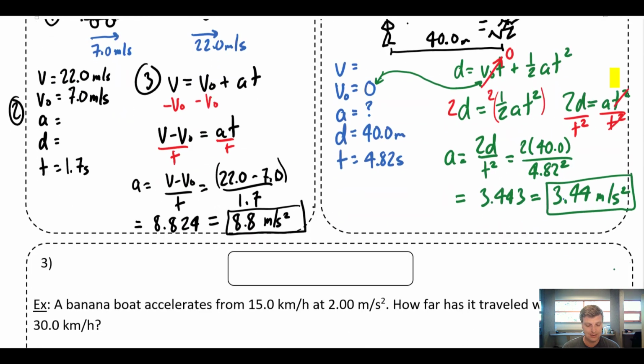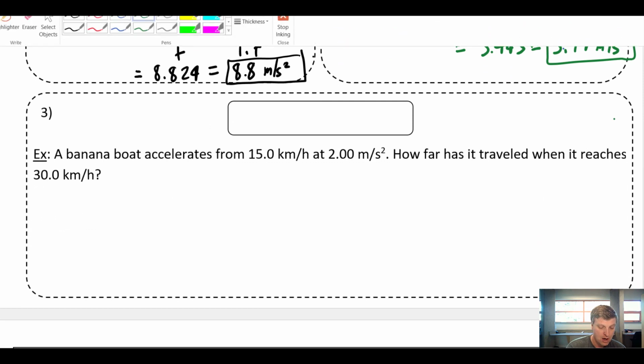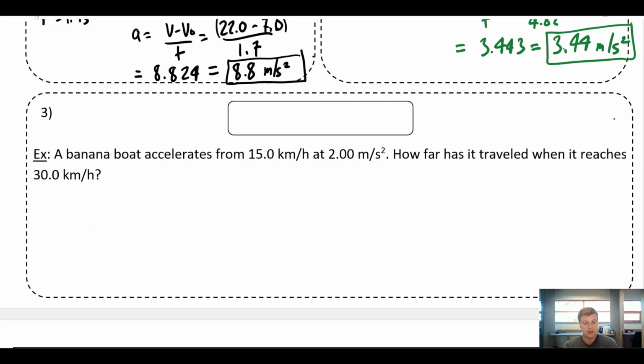All right, last but not least, everybody's favorite, number 3. The third formula looks like this. It says V squared, V final squared, equals V initial squared plus 2AD.